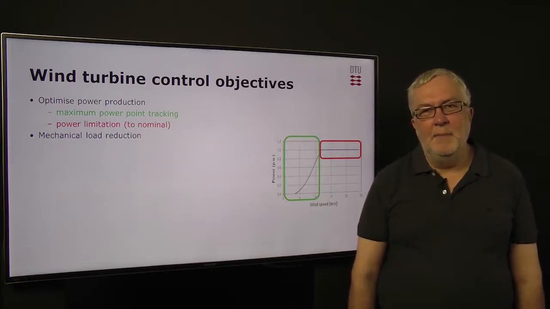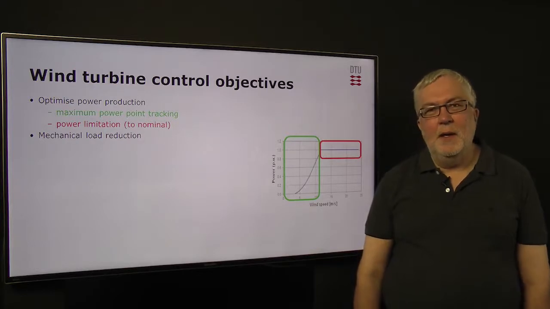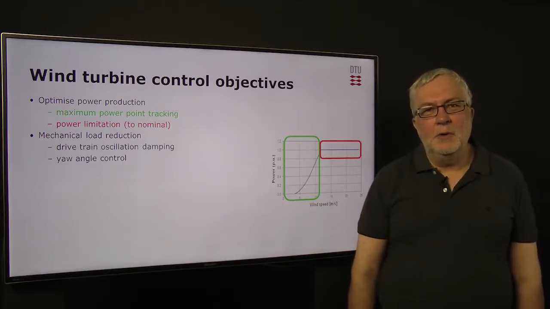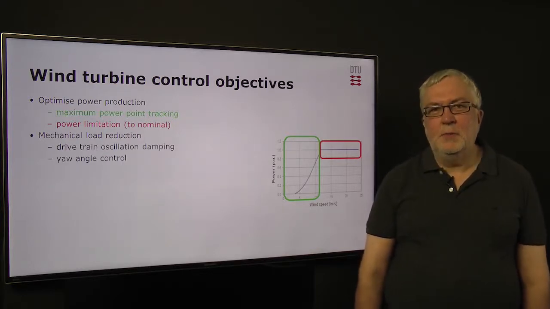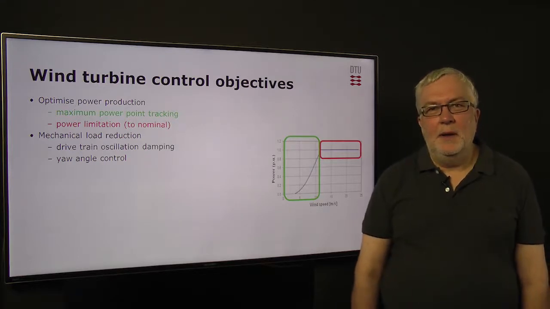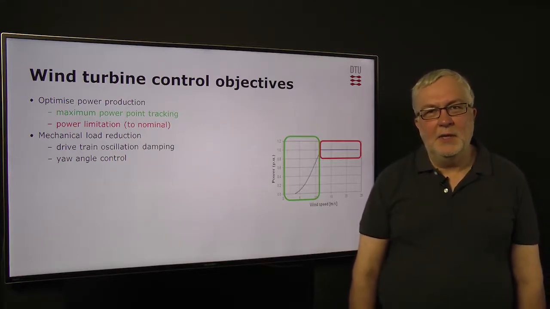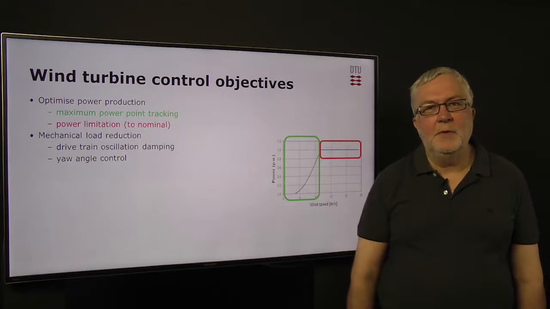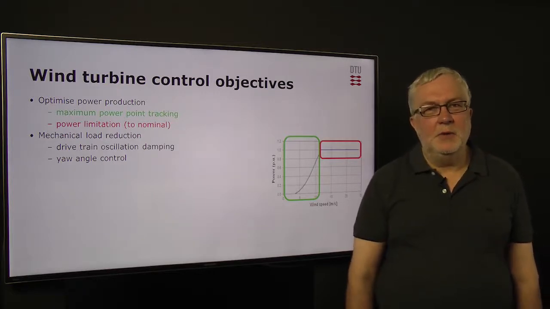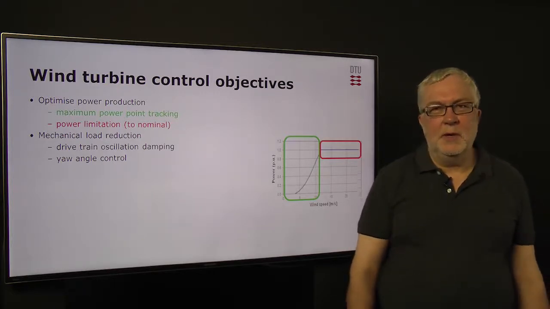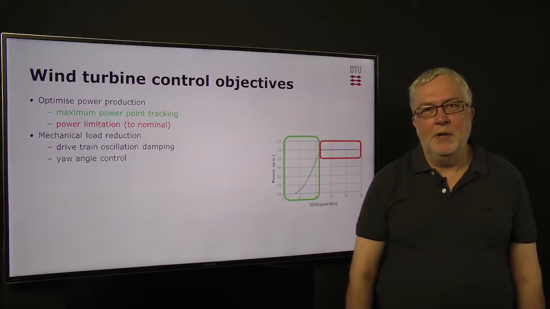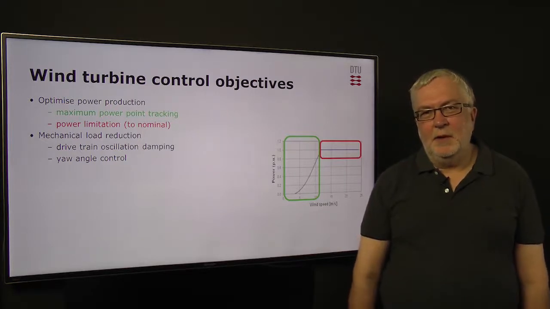That brings us to the next objective, that we want to reduce the mechanical loads on the wind turbine. Besides reducing the power, we need to be sure that we are damping the oscillations that we can have on the drivetrain, and we also need to control the yaw angle so that the wind turbine always points up into the wind. Several other points can be mentioned in reducing mechanical loads.